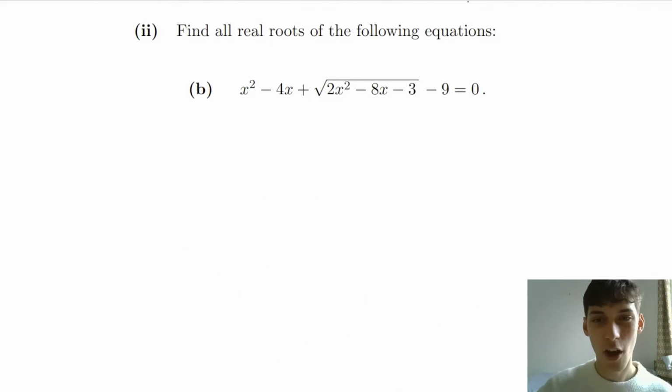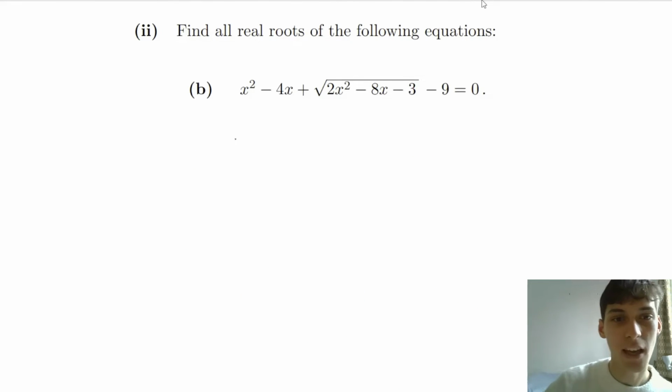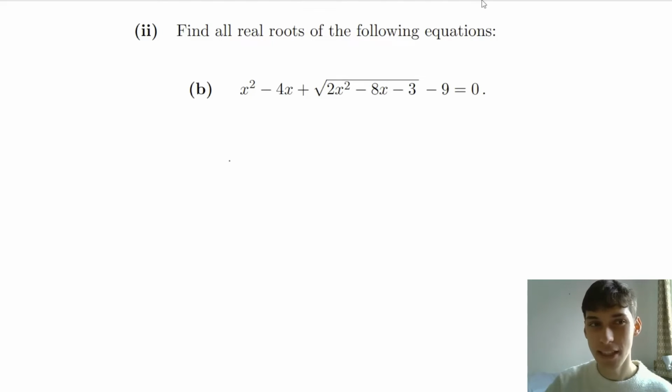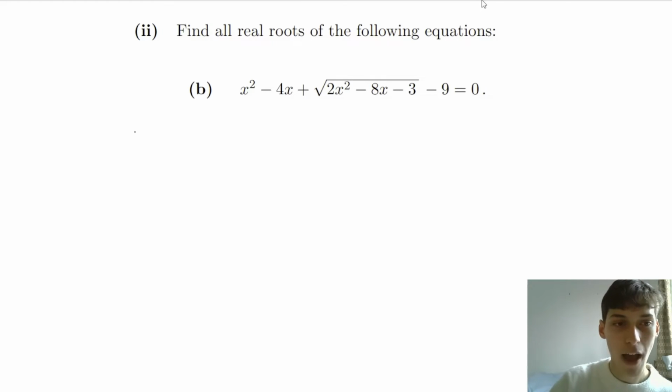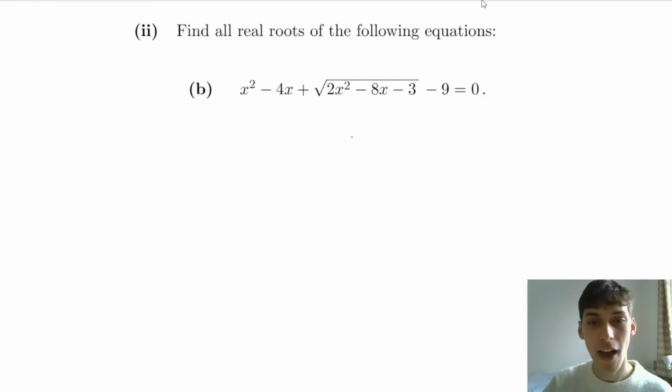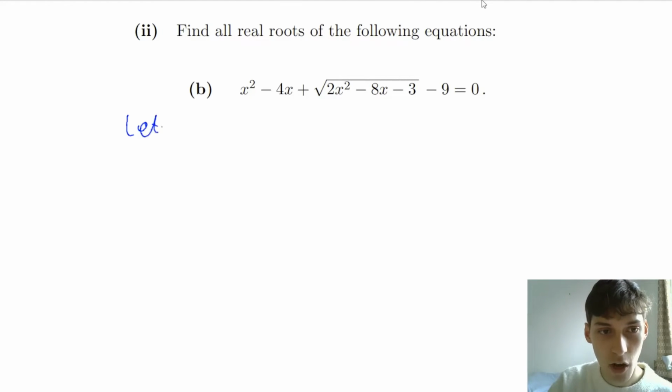Okay, so let's now go on to II part B, where we're still finding all the real roots of this equation, but the square root's now a bit trickier to deal with. And I think, again, I don't know how I'd go about solving this other than using a similar method to the other two parts, where we take a kind of y substitution that's equal to the square root. So I think, again, I'm going to try that. It might not work, but I think it will at the very least tell us some information on how we can solve the question. So let's try it.